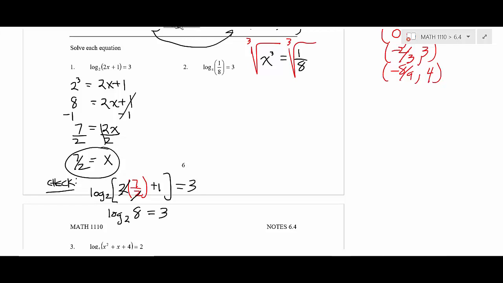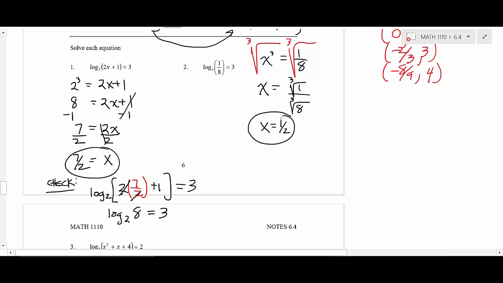You don't need to do the plus or minus on that or anything. So that's x equals, and then you're doing the cube root of 1 over the cube root of 8. What's the cube root of 1 and what's the cube root of 8? 1 and 2. So that would be x equals 1/2. Okay, so that would be the answer to that problem. Okay. All right, let's check and verify that also.